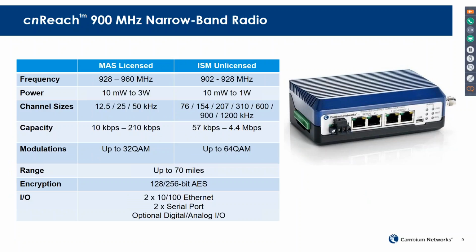Look at our 900 megahertz narrowband radio. We support both licensed and ISM unlicensed using a single model. You can configure the radio to run on the licensed band or on the unlicensed band. For the licensed band, given the small channel size, we support up to 210 kilobits per second, and the modulation mode is 32 QAM.